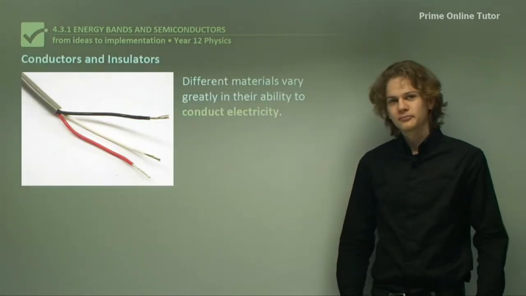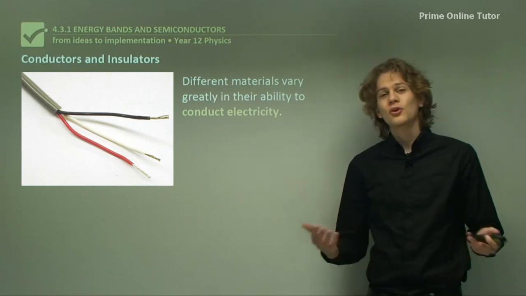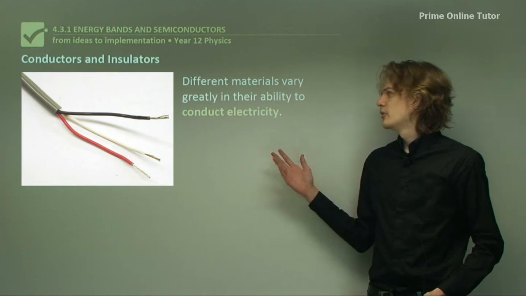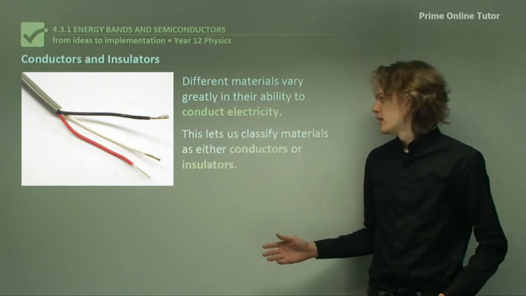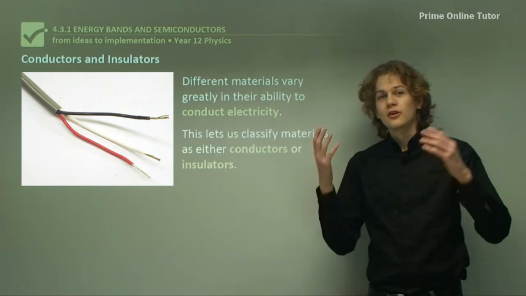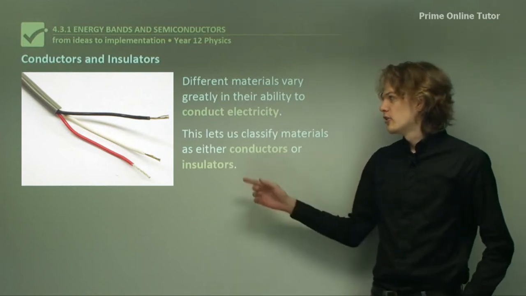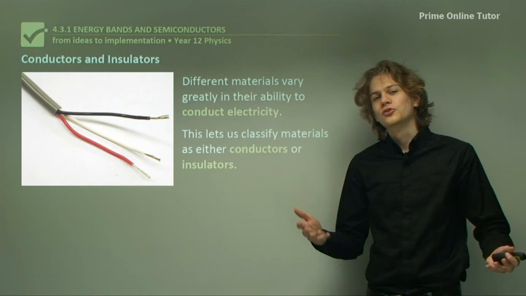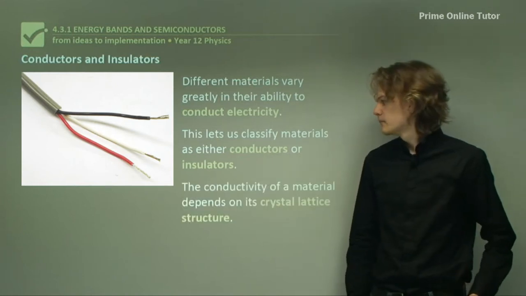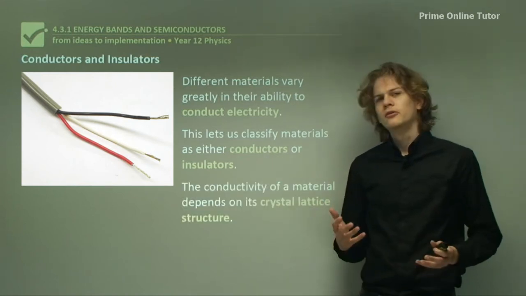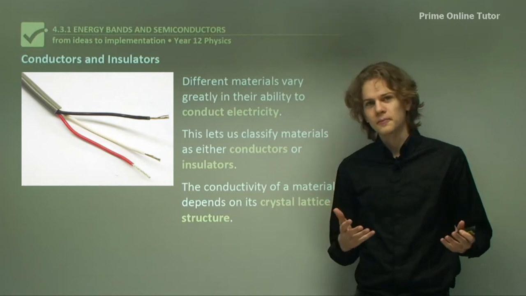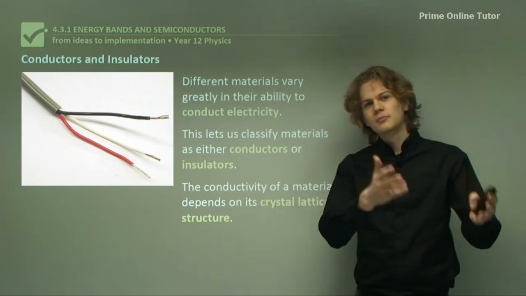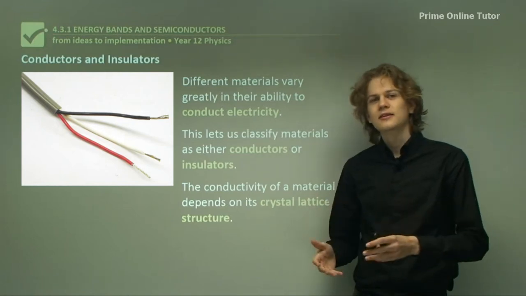So to start off, conductors and insulators. Of course you've learned about these before. Different materials vary greatly in their ability to conduct electricity. This lets us classify materials as either conductors, like the bits of wire in this picture, or insulators, like the bits of rubber surrounding them. Now the conductivity of a material depends on its crystal structure. And this means that the crystal structure of semiconductors, conductors and insulators is quite different.